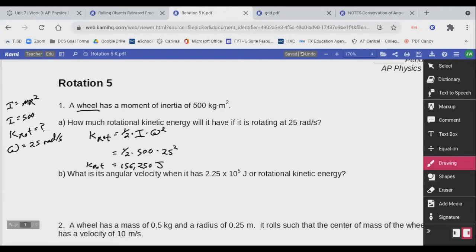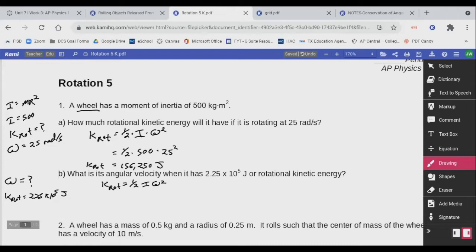So let's look at B. What is its angular velocity? So I'm looking for a new omega when it has that much kinetic energy. So I've got K rot equal to 2.25 times 10 to the 5th joules. Okay, I'm going to start with the same formula. K rot is equal to 1/2 I omega squared. Pretty sure that's the formula.